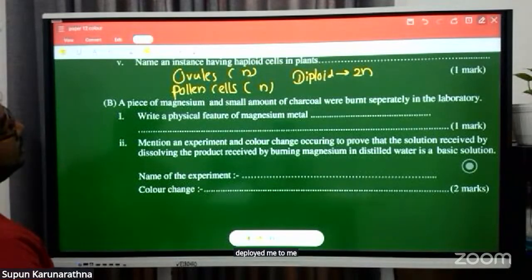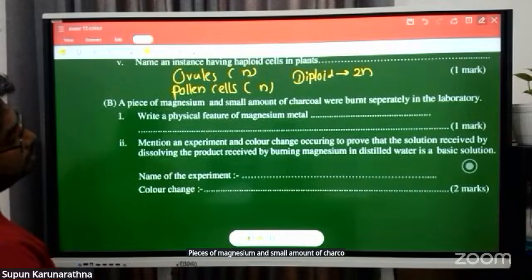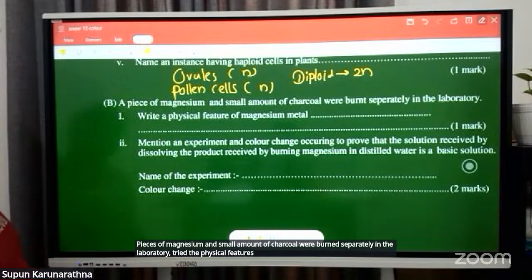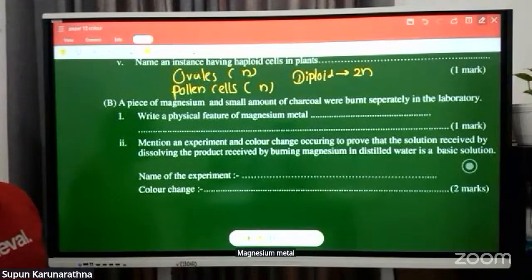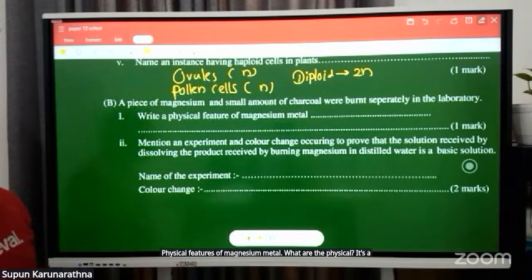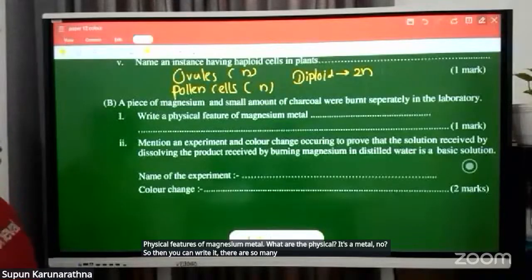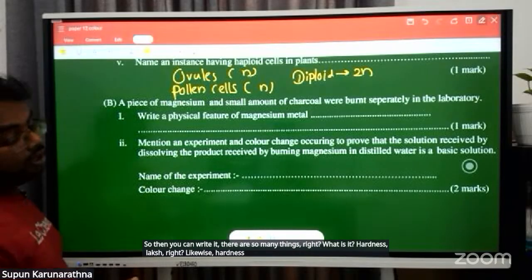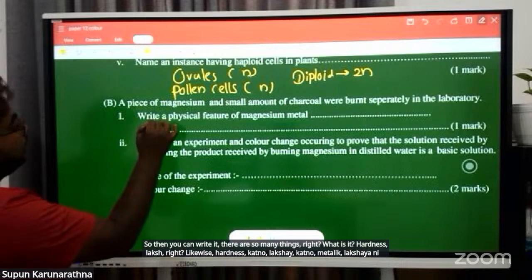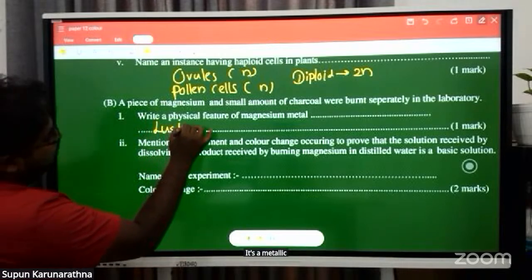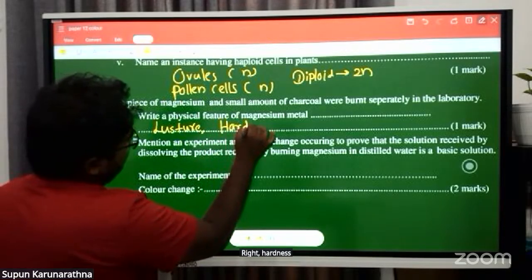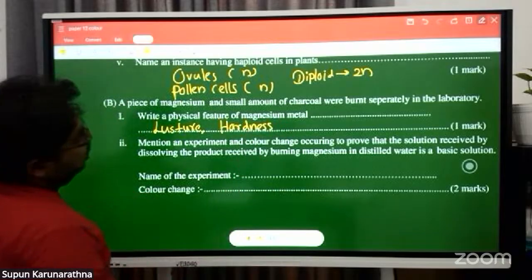A piece of magnesium and a small amount of charcoal were burned separately in the laboratory. Write the physical features of magnesium metal. What are the physical features? It's a metal, no? So then you can write it. There are so many things. Hardness, lustre, metallic lustre. It has metallic lustre. Hardness. Likewise.